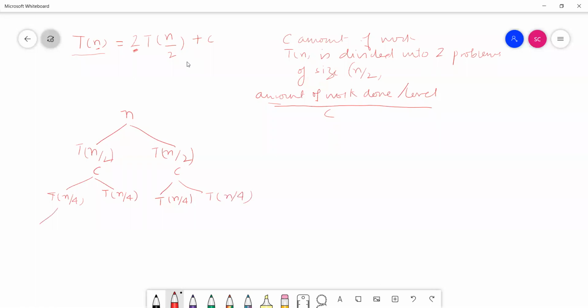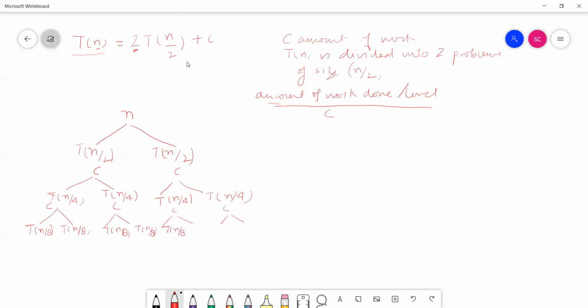Okay. Again, we'll divide these two problems after doing C amount of work. Here also C amount of work. Here also C amount of work. Here also C amount of work. So here we'll get n by 8. N by 8. T(n/8). T(n/8).